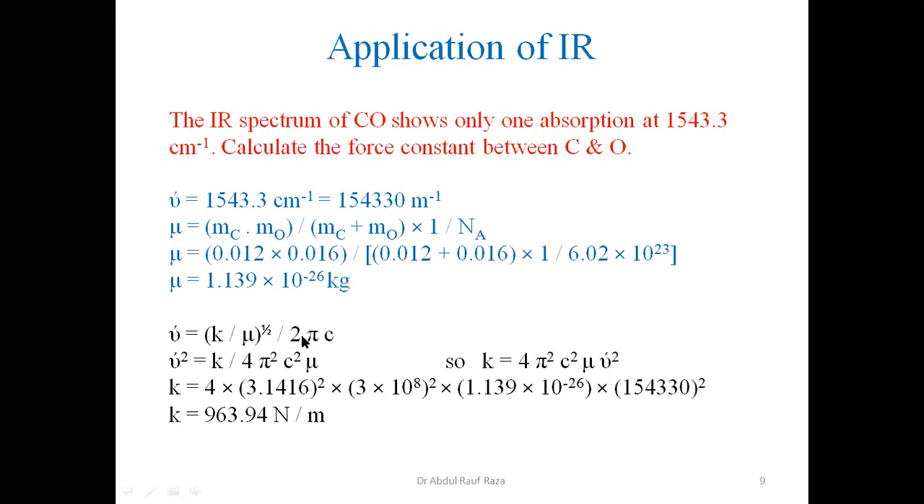So 2 pi c into reduced mass. 2 pi c shall also be squared. So it shall be 4 pi square c square, and we are multiplying with the reduced mass. Now the k value can be calculated. This is in the denominator, so it shall go to the numerator on the other side. So we have k equal to 4 pi square c square reduced mass into wave number square. This is the relationship with the help of which the previous equation we have modified into this one.